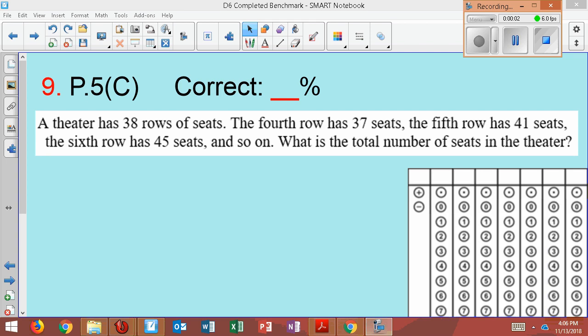A theater has 38 rows of seats. The fourth row has 37 seats, the fifth row has 41 seats, the sixth row has 45 seats, and so on. What is the total number of seats in the theater?